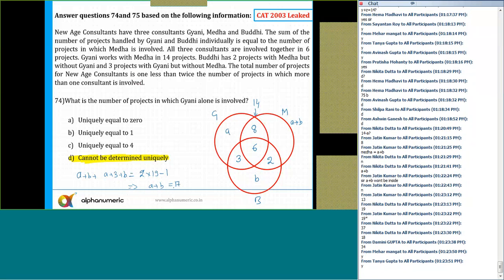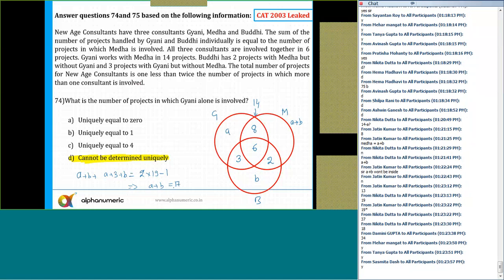The total number of projects is equal to 17. So A plus B is equal to 17. That's right. So A plus B equals 17. So I can say A plus B is equal to 17.